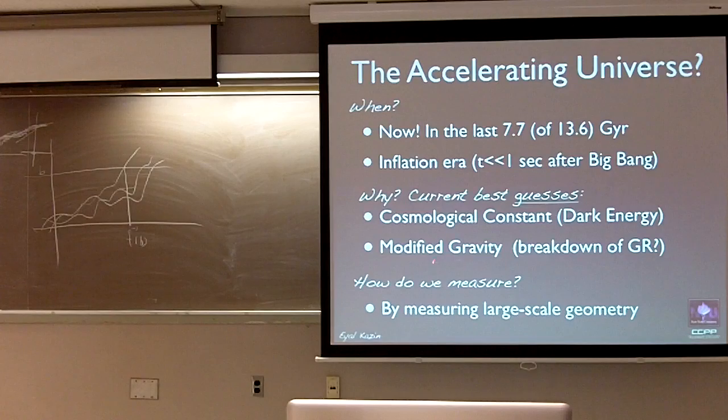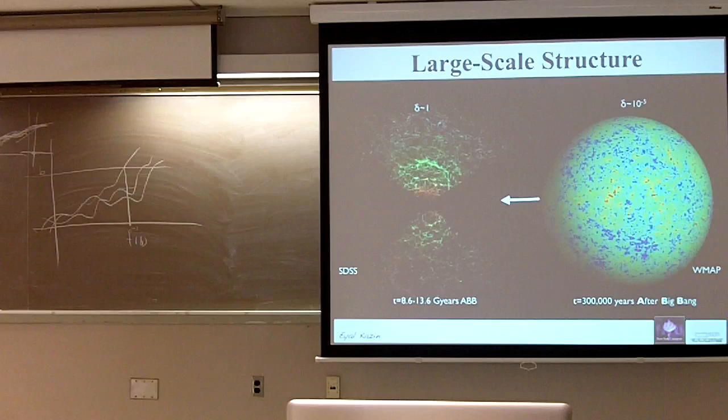Another thing that people are working on is modifying general relativity. Maybe it breaks down at large scales, and I'll try to convince you that we have a method of testing if general relativity is the real deal, not only on solar system scales, but also for the universe at large. And I'll do so by measuring the geometry of the universe.